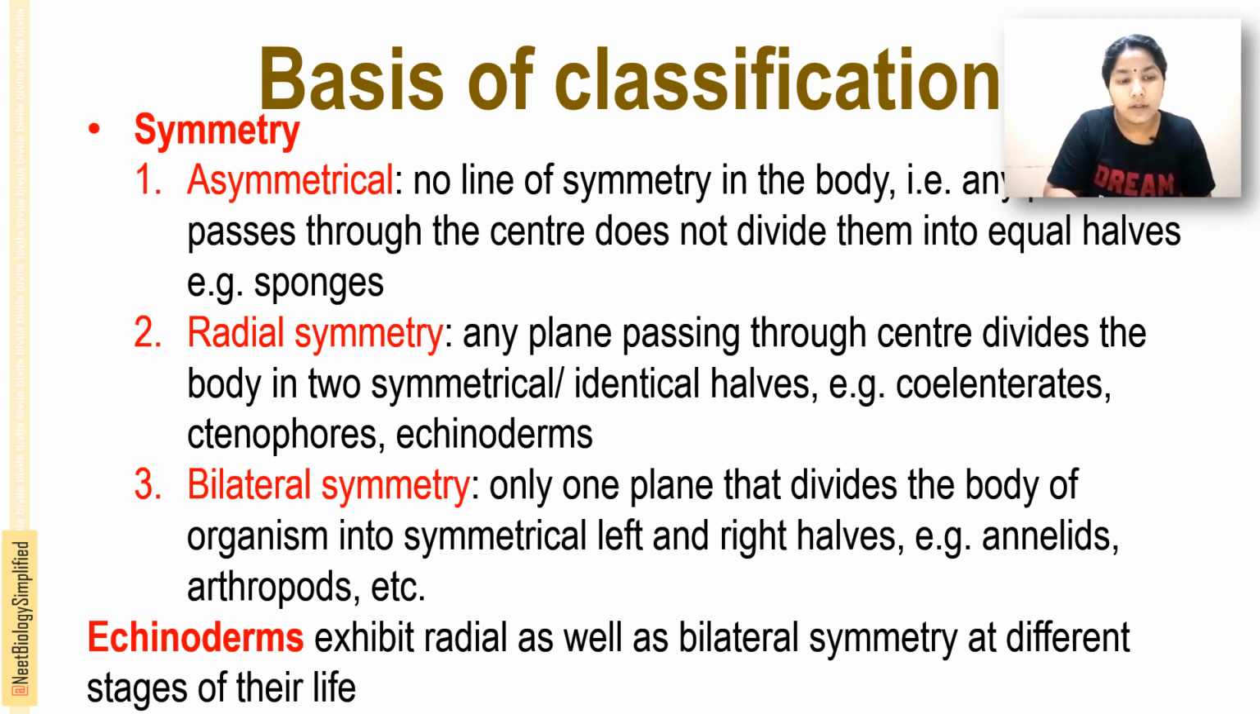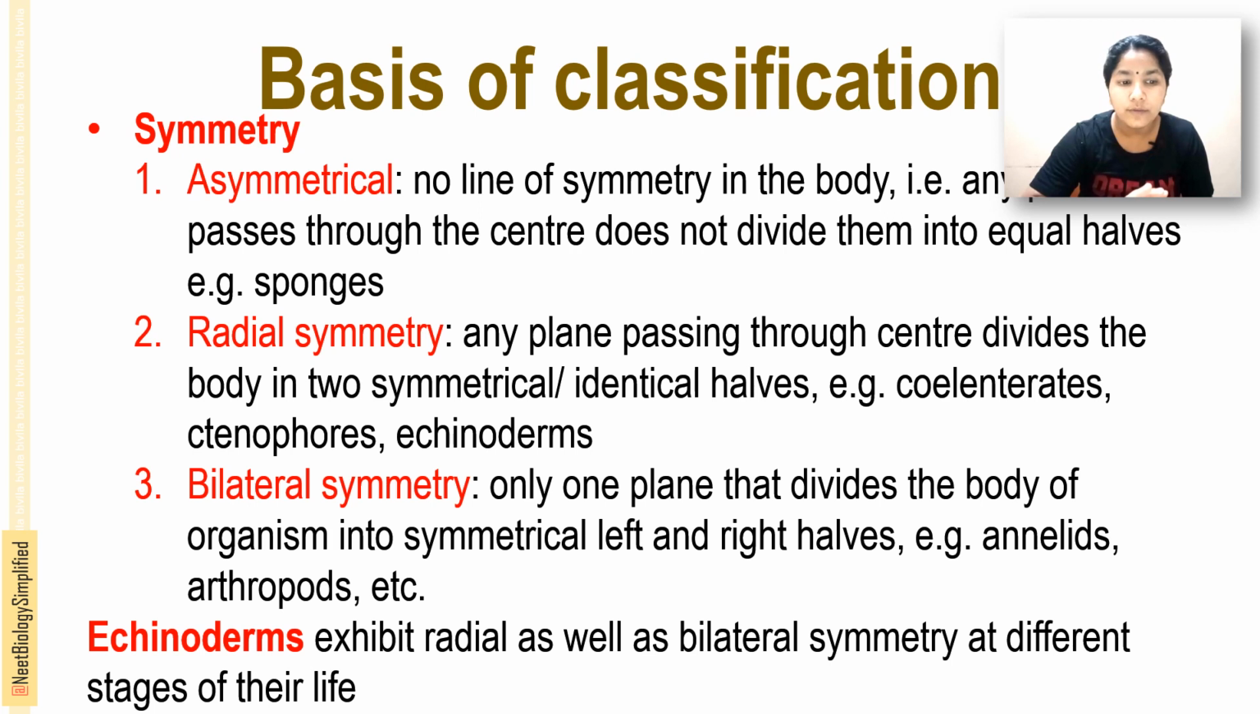Next is symmetry. There are three types of symmetry: asymmetrical, radial symmetry and bilateral symmetry. In asymmetry, there is no line of symmetry in the body. That is, any plane that passes through the center does not divide them into equal halves. Example, sponges. If you try to divide a sponge in half, there is no plane or line that can divide these organisms into two equal halves. That is what is meant by asymmetry.